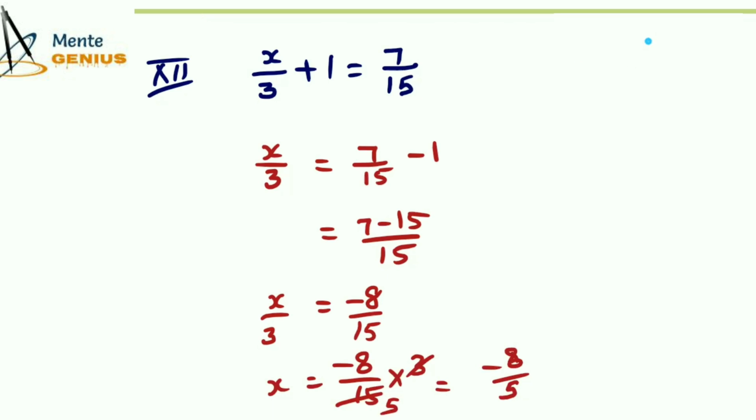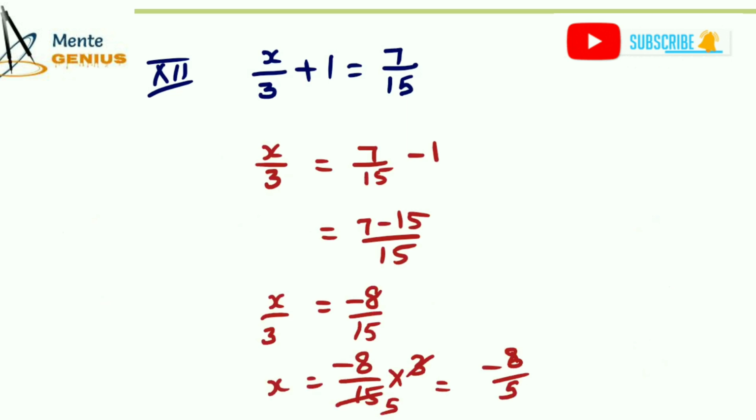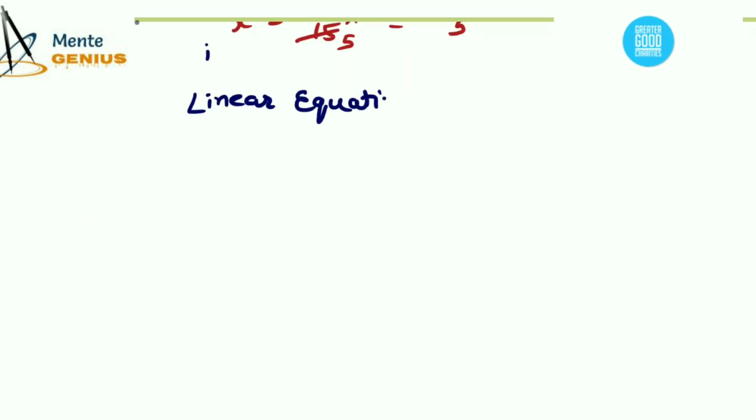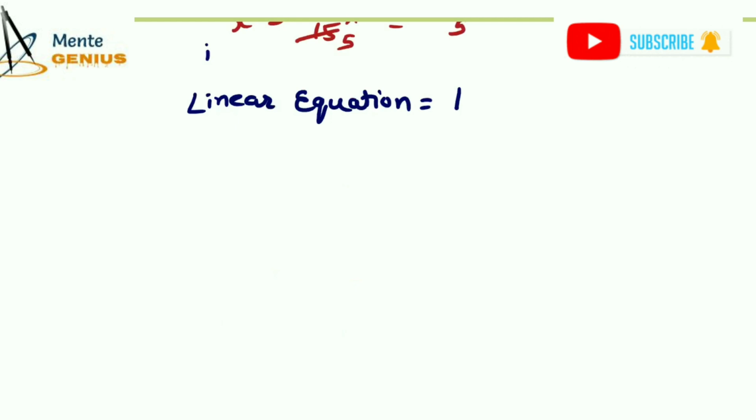Okay. Now, it is the turn. We have completed all the exercises. Now, it is the turn to discuss the tips and tricks. Linear equations are of degree 1. Okay. And to solve these, we will follow these rules: negative to positive, positive to negative, multiplication to division, and division to multiplication. Now, first, what we have to do is keep the variable on one side, and move the other things to the other side.